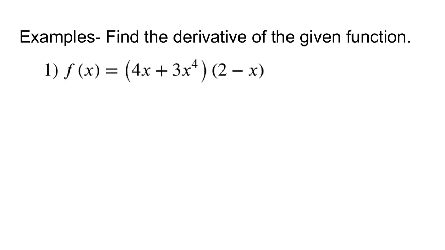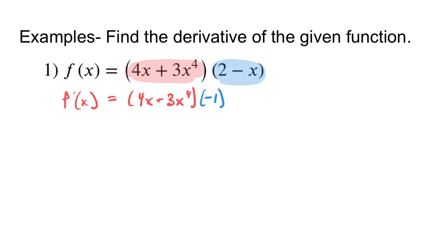Okay, here we have the product of two functions. You'll see one of the functions is 4x plus 3x to the fourth power, and the second function is 2 minus x. So we're going to go through and take the derivative of this. So f prime of x, the derivative of f, is equal to the first, 4x plus 3x to the fourth, times the derivative of the second. The derivative of 2 minus x is just going to be -1.